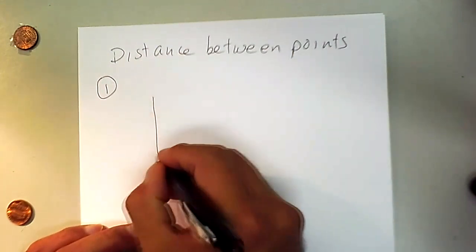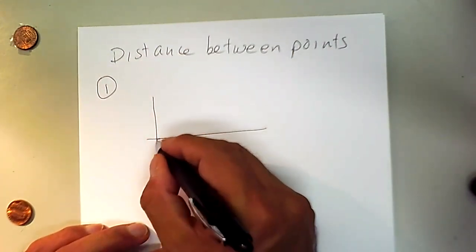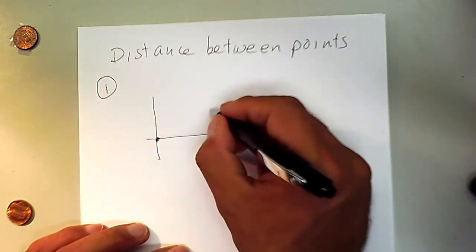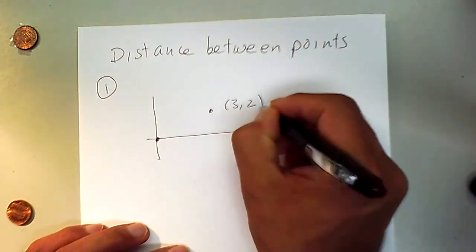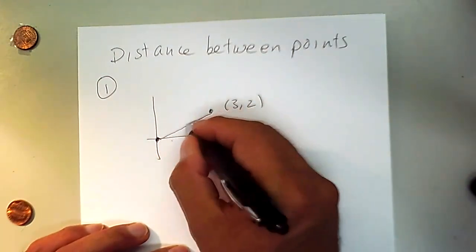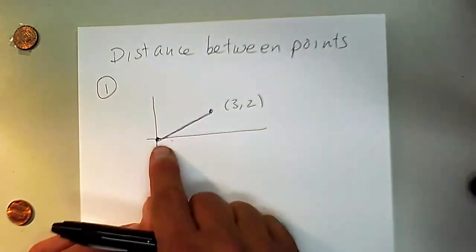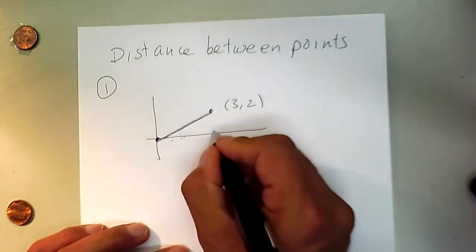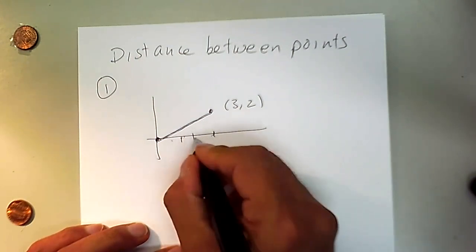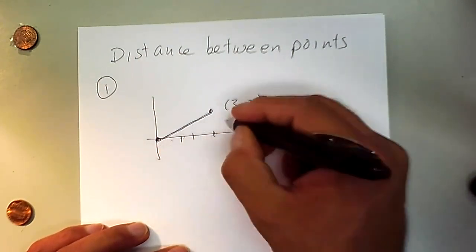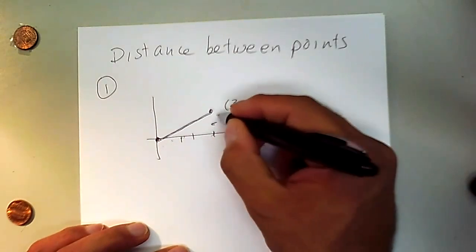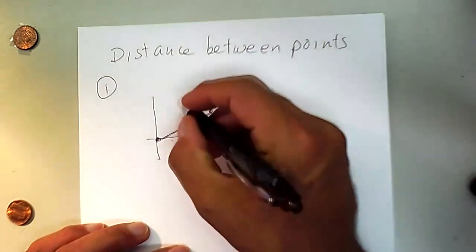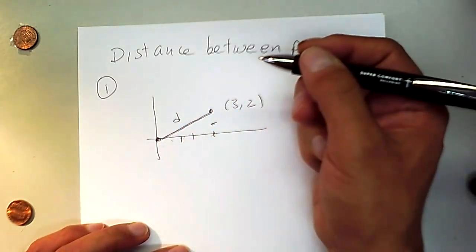Example 1. Okay, so what is the distance between the origin and, say, the point 3, 2? So the question is, what is the straight distance? And of course, it is more than 3, because to get to here, we go 1, 2, 3, pretend those are the same length, and then 1, 2. Okay, so again, this is what we are trying to measure, the distance.